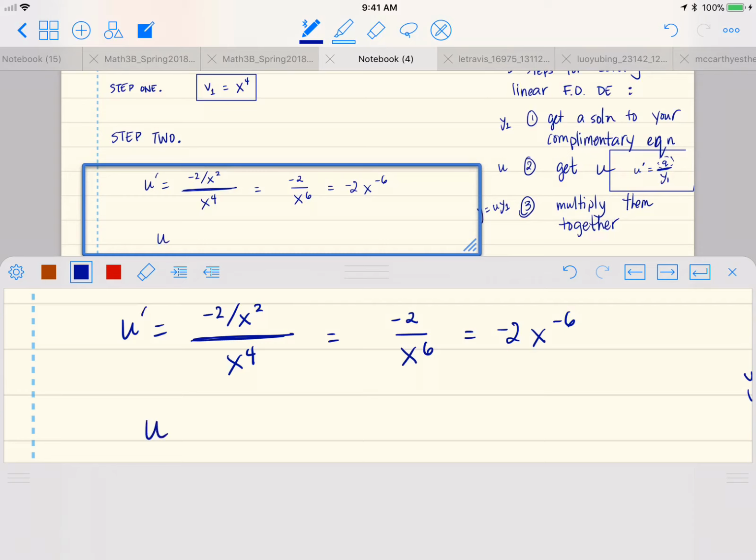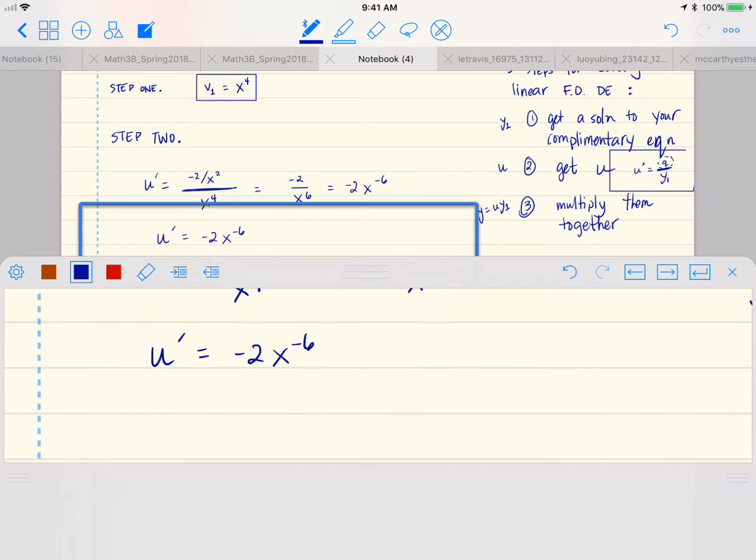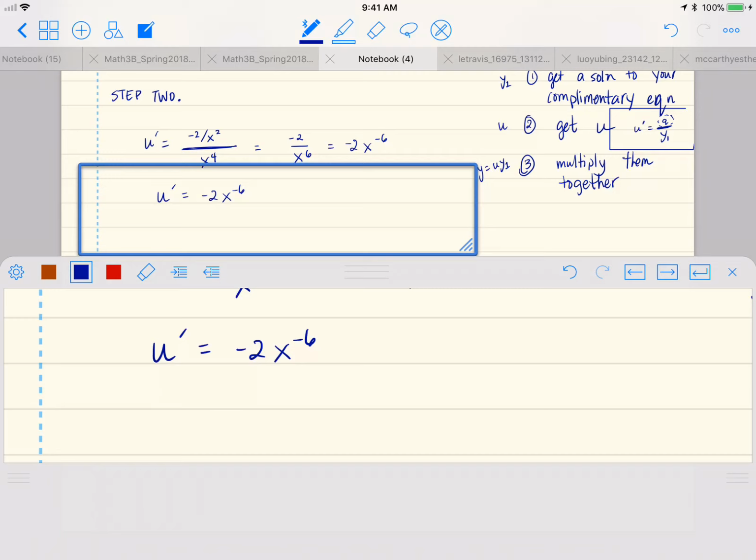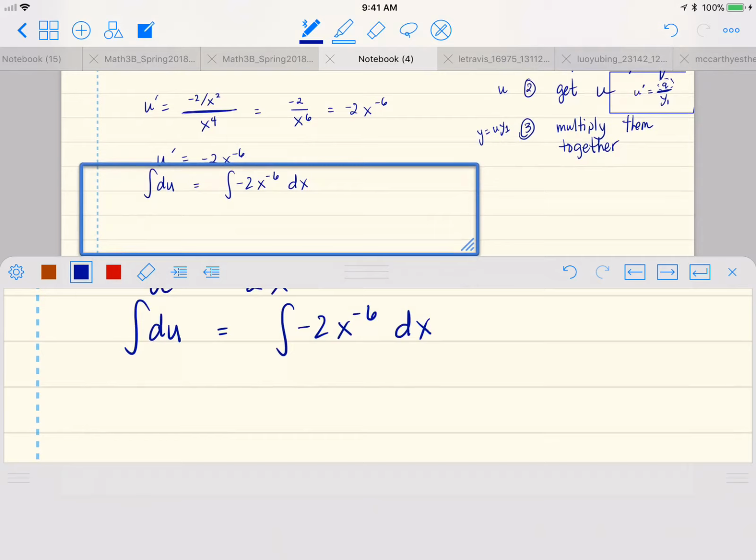Now it's going to be really easy for me to figure out, if u prime is equal to negative 2x to the negative 6, then this is a separable equation. So I can rewrite it, du is negative 2x to the negative 6 dx. Integrate both sides. On the left-hand side, I get u. And on the right-hand side, I'll get negative 2 x to the negative 5 over negative 5.